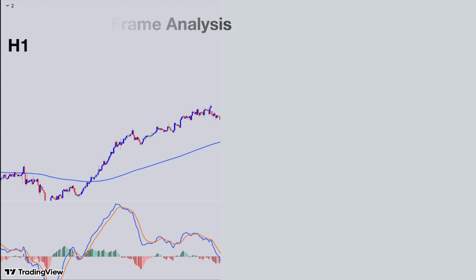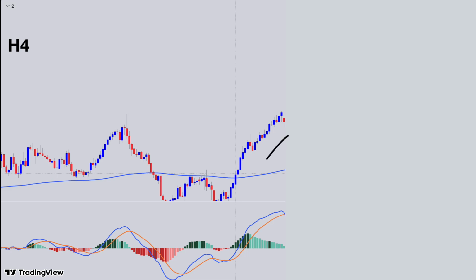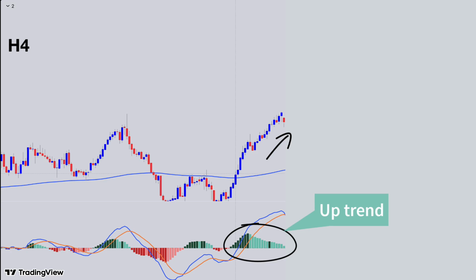If you're trading on an hourly chart, you might want to check out a higher time frame like a 4-hour chart to see the trend. For example, if the 4-hour chart shows an upward trend and the MACD histogram bars are green, this indicates that the overall trend is also upward.